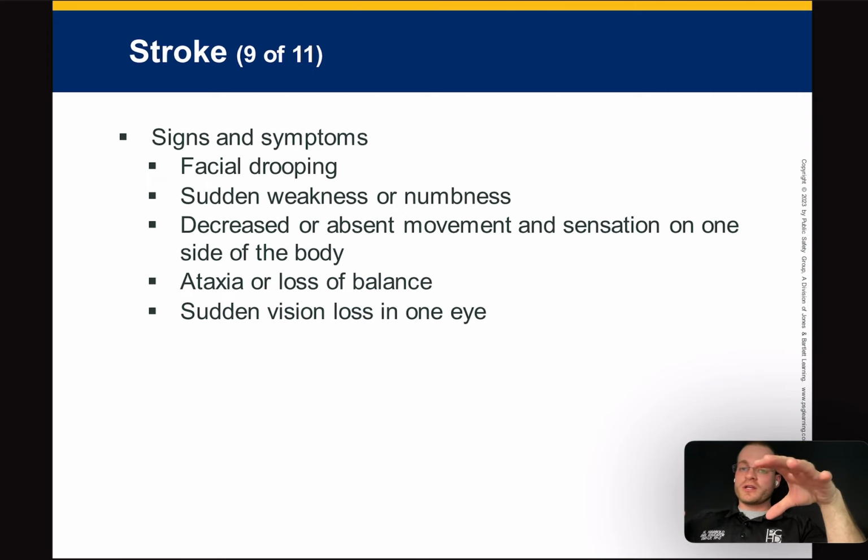So I'll put my fingers in their hands and say, squeeze my hands. What you want to see is that they have equal grip strength on both sides. If they squeeze and the left side is really weak, then I would say, okay, that's a positive. There's something wrong with that. They could have decreased or absent movement or sensation on one side of the body.